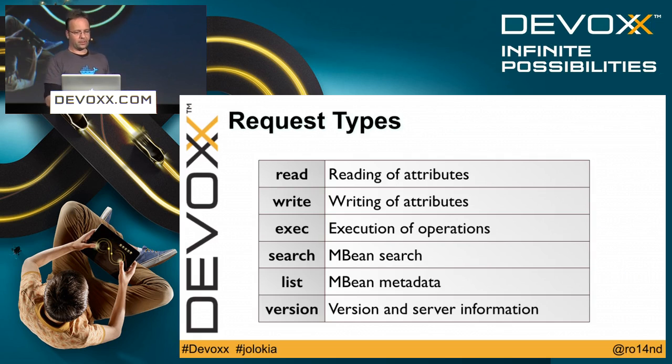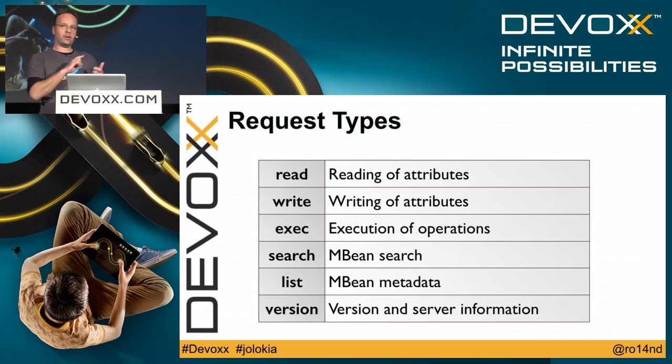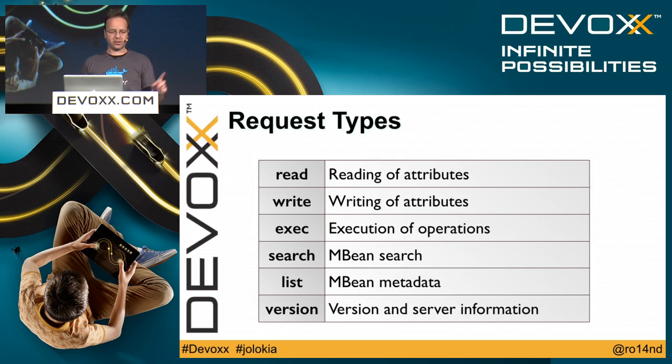Okay, what kind of request types are supported by Jolokia? You can read attributes, you can write attributes, you can execute operations, you can search for MBeans. These are the entities which are registered at the MBean server. You can list some metadata, and of course you can get the version of the agent itself and about its environment. What is missing here are notifications for the moment. Notifications are not yet supported, but it's on the roadmap for Jolokia 2.0, and I have a small demonstration of what we have here.